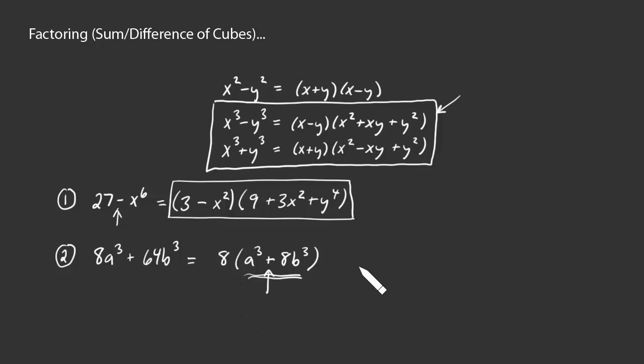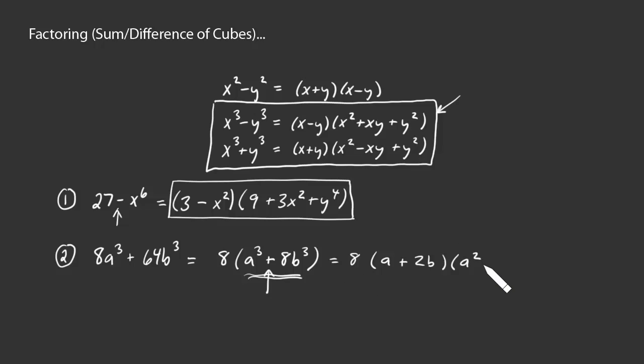So x is playing the role of a here. This is also clearly a cube of b times 2. So 2b is playing the role of y here. We do indeed have a sum of cubes. My 8's coming along for the ride. And then I'm going to have the sum of x and y, the sum of a and 2b in this case. And then over here, my x squared, remember my x was being played by a in this problem.